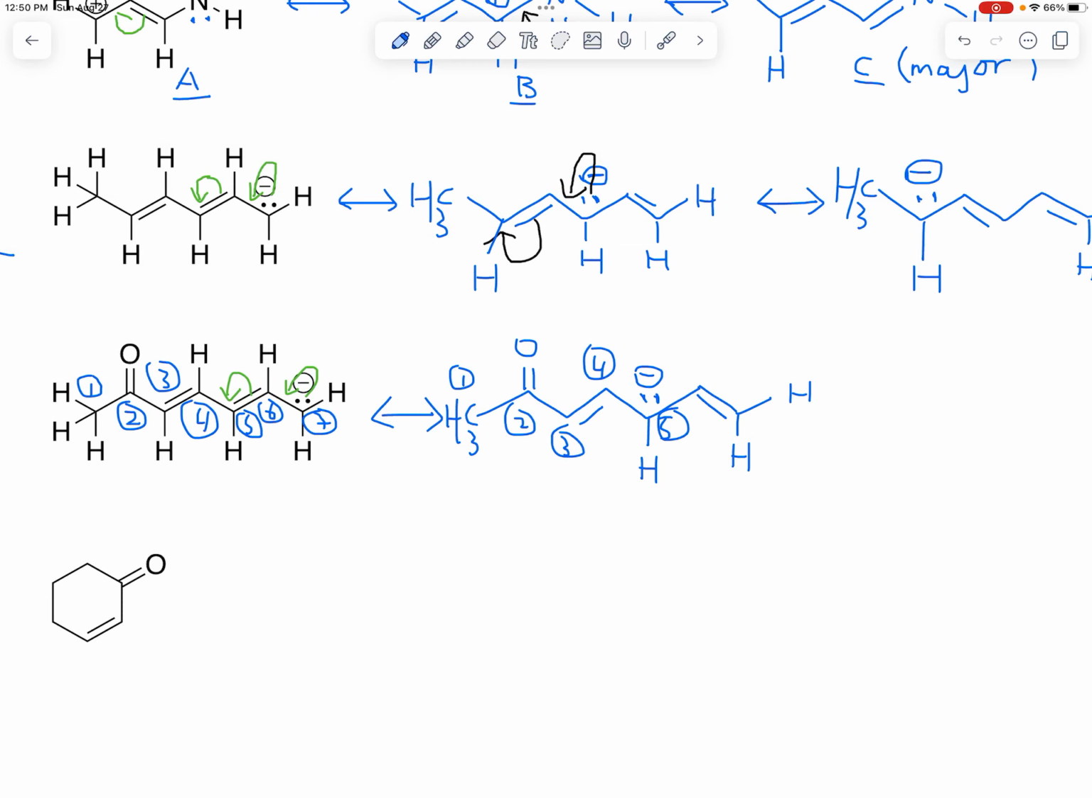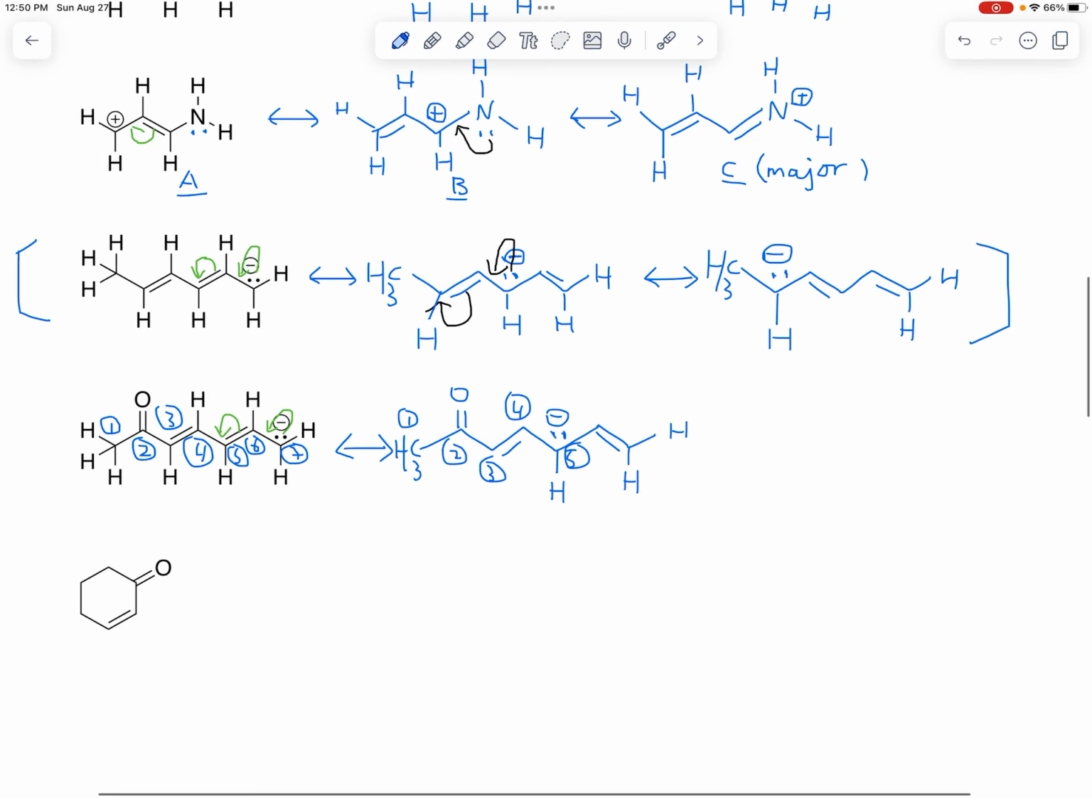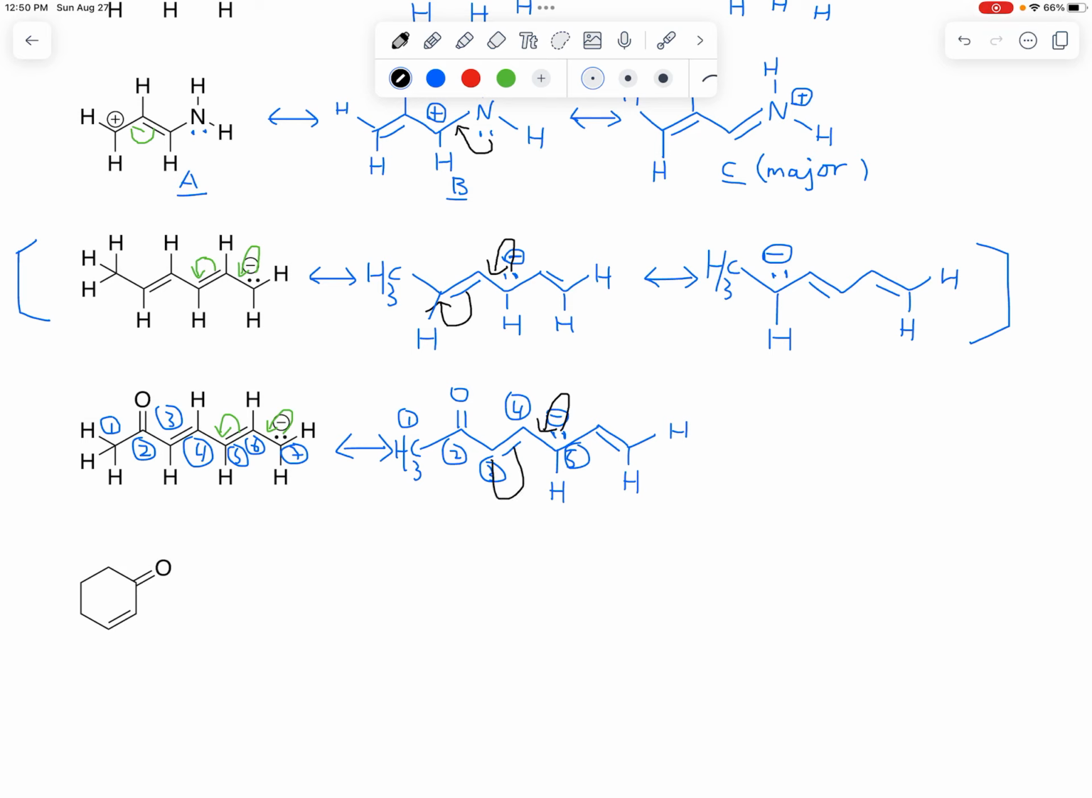With this structure, similarly to what we saw before, this lone pair can be moved over to form a pi bond, and this lone pair can be moved over to localize to this carbon.